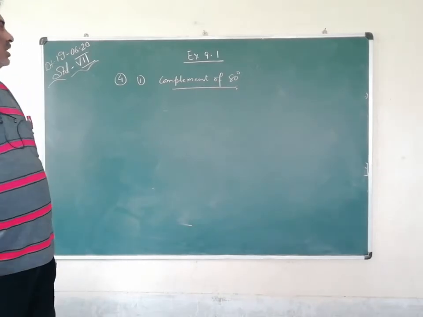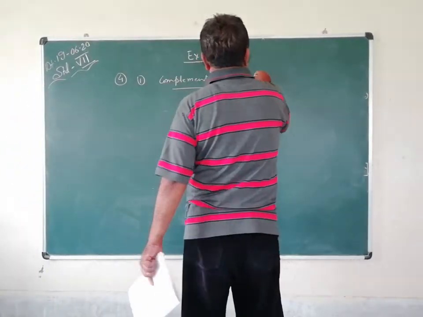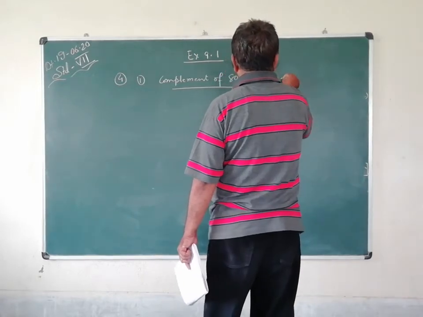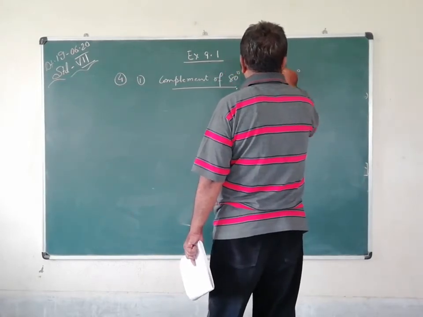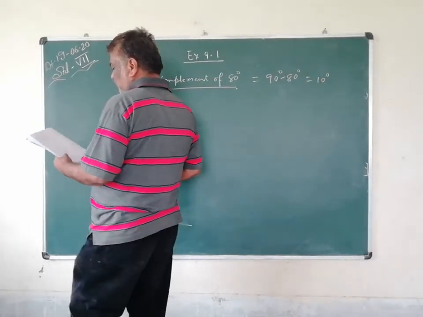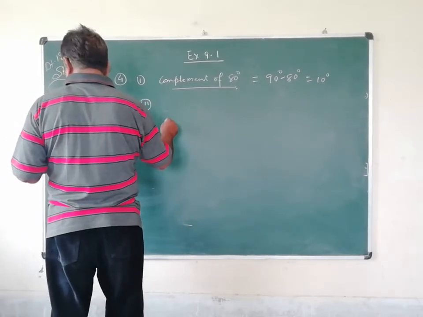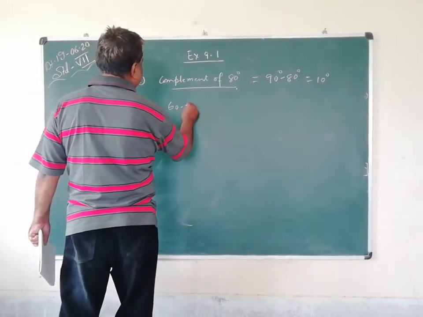Then each angle is said to be the complement of the other angle. So complement of 80 degree will be equal to 90 minus 80 degree, that is equal to 10 degree. Then one more question, that is the third one, is some algebraic expression, that is 60 minus x degree.